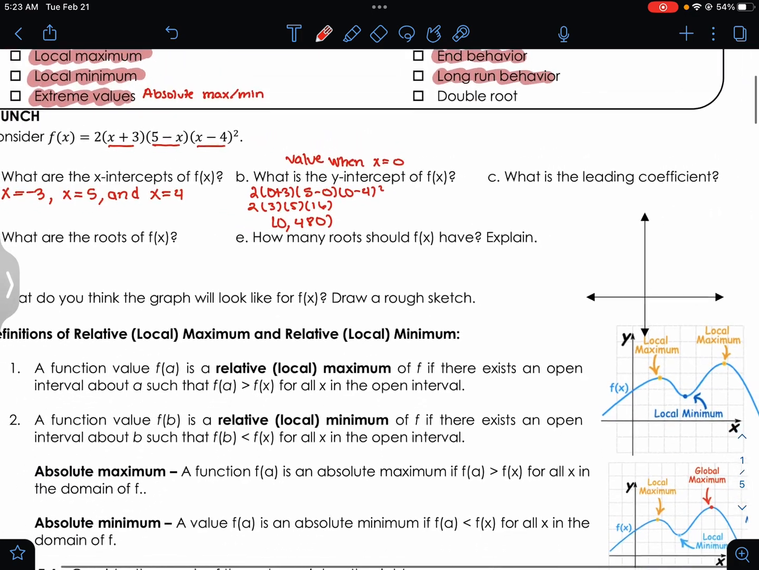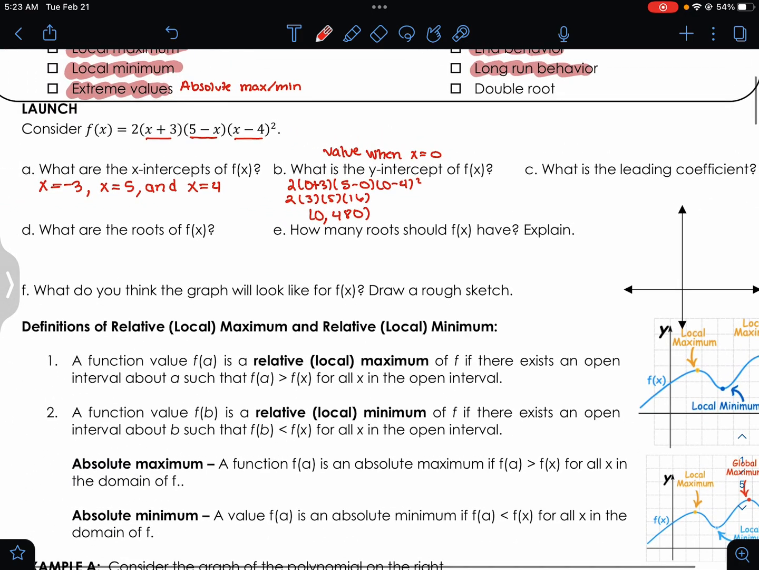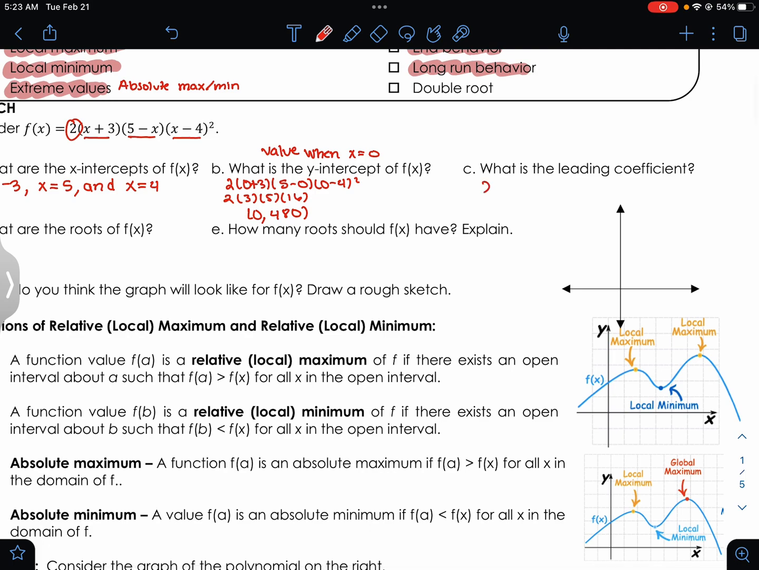And then it says, what is the leading coefficient? The leading coefficient is where you take the coefficient of each x value and the number out front. So you're going to have 2, and then you have 1x, so that's just 1. Then you have -1x, so that's -1. You have +1 squared. And so that's going to be 2 times 1 times -1 times 1, which is just going to be -2. So your leading coefficient is -2.